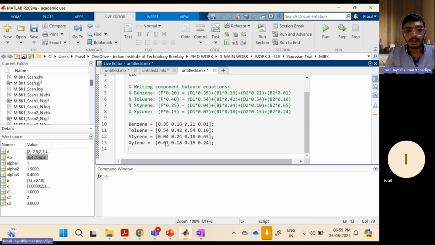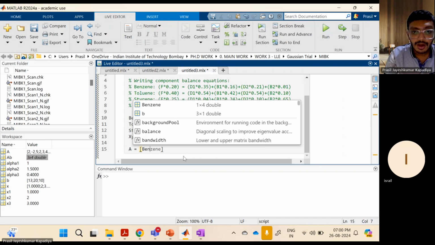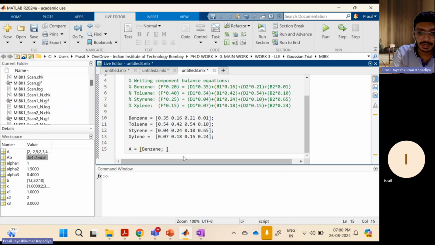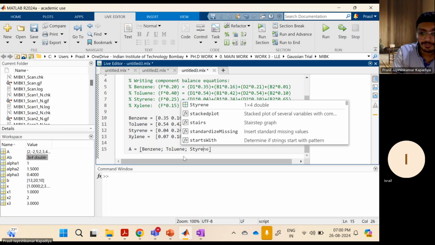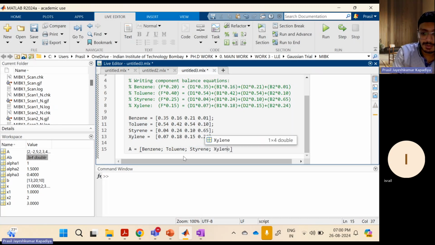Now I need to write this as a whole matrix. Let's say A is equal to the first row, then a semicolon for the second row, third row and fourth row. Okay, so my A matrix is ready.